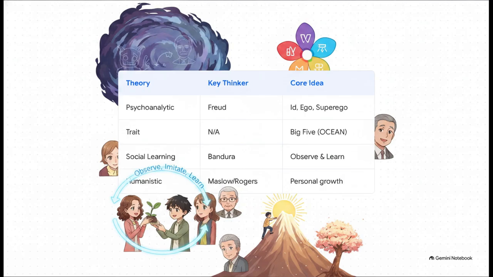We just covered psychoanalytic and trait theories, but we also have social learning theory, which was championed by Albert Bandura. This one argues that we develop our personality purely by observing, imitating, and learning from our environment. Observe, imitate, learn. It's that simple.